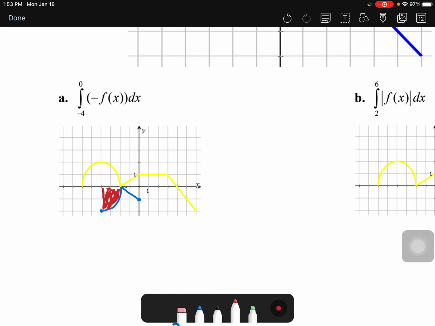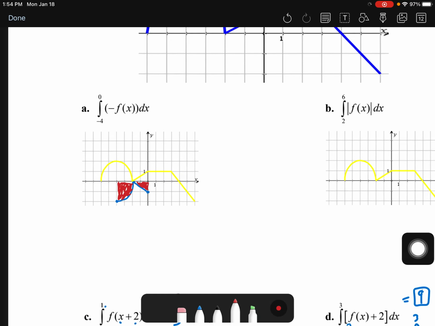Now remember that if it's below the x-axis, the value of the integral is going to be negative. Even though we know that area isn't negative, the value of our definite integral is going to have a negative value, and it's represented as below the x-axis on the graph.